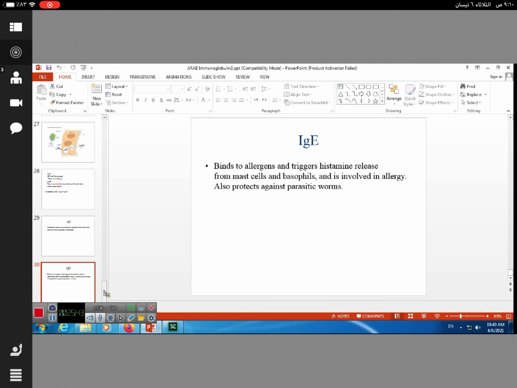But polyclonal antibody is a form of antibody produced by multiple lineages of clones, and it's produced against different types of epitopes. For example, against a snake venom, we can use polyclonal antibody for protection.